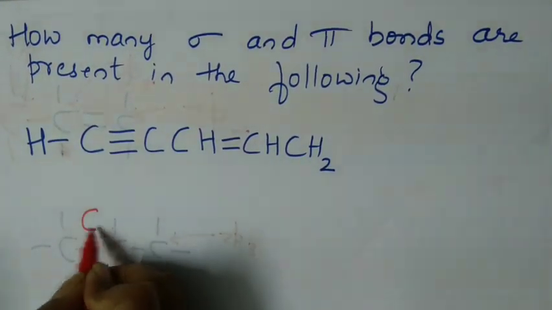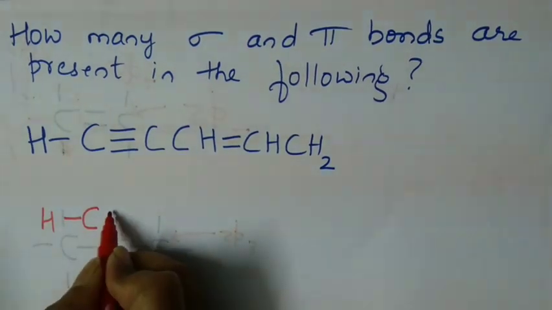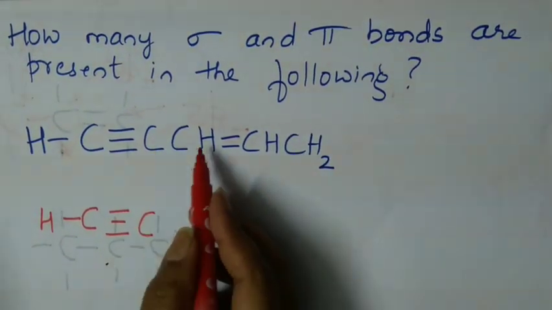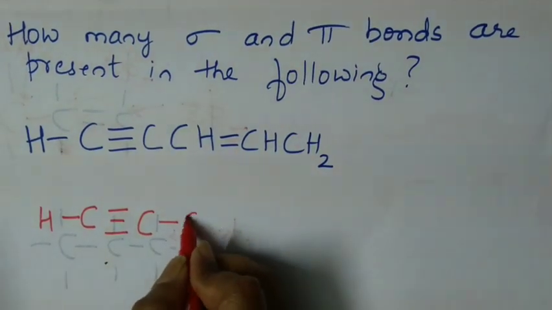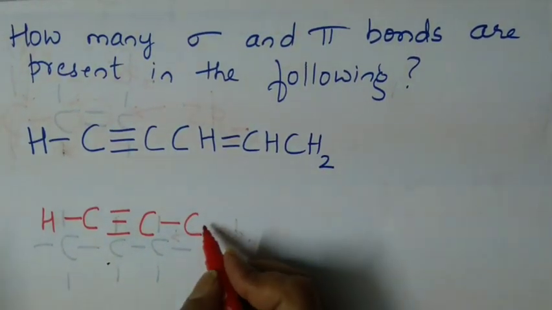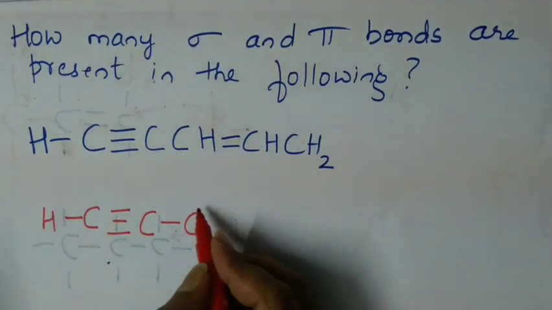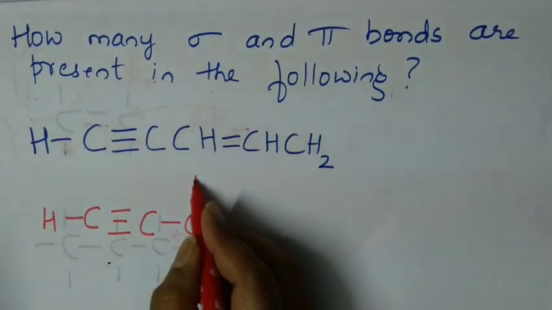So I shall write here CH, you have triple bond, C. Another carbon is there, it means there is a bond between carbon and carbon. Now after carbon you have hydrogen, it means there is a bond between carbon and hydrogen.